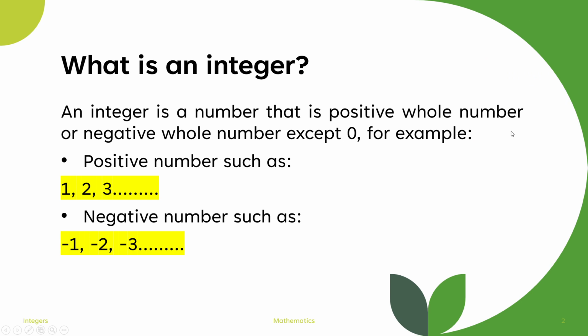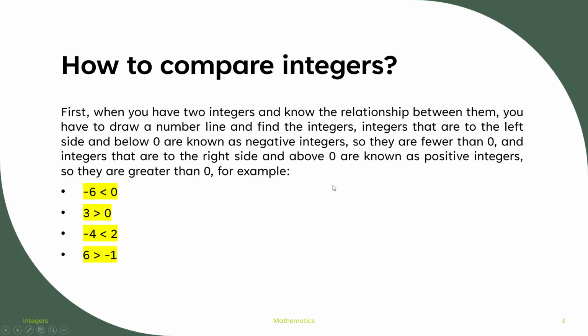0 also is not a negative or positive integer. It's only an original number, because 0 is nothing, it's just the number 0. So here I have some examples of positive numbers, 1, 2, 3, etc. Negative numbers such as negative 1, negative 2, negative 3, and etc. Let's go to the next one.